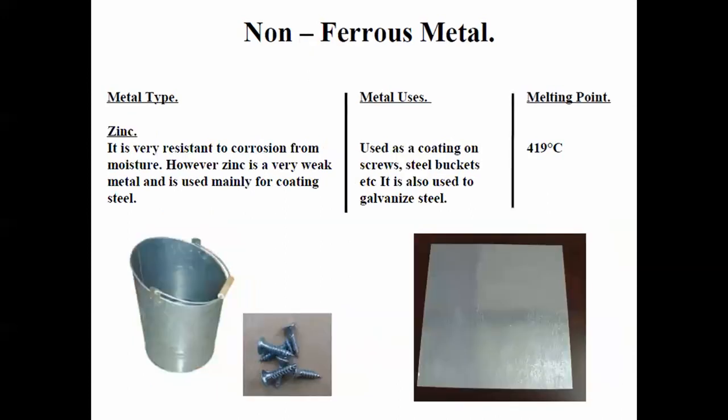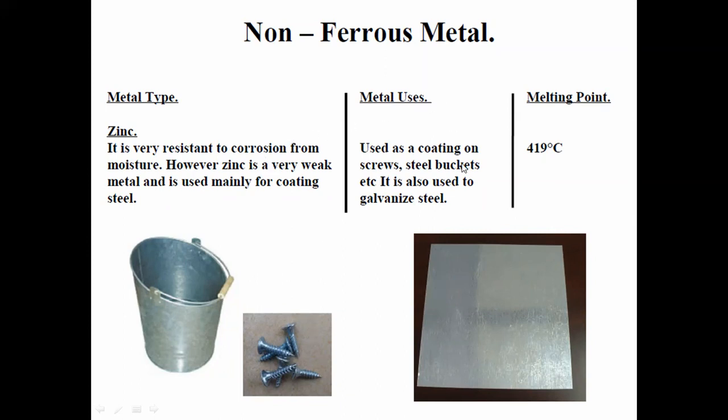Okay, we move on to zinc. Zinc is very resistant to corrosion from moisture. That's why it's used to make these pails, these metallic buckets, and the screws. However, zinc is a very weak metal and is used mainly for coating steel. So as a metal itself, it's quite weak. How it's used is mainly as a coating for steel. So you have a steel component and then it will be coated with zinc just to ensure that it does not corrode.